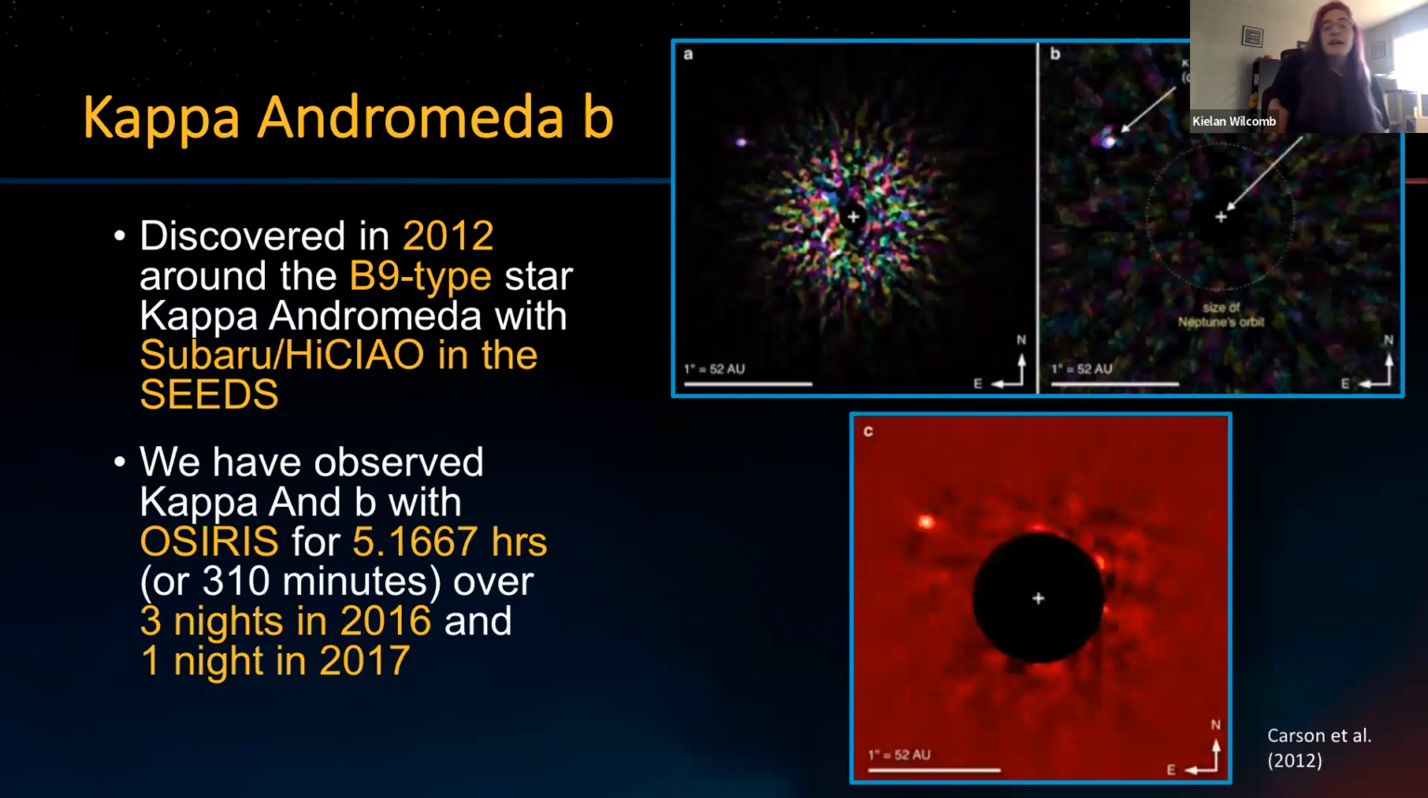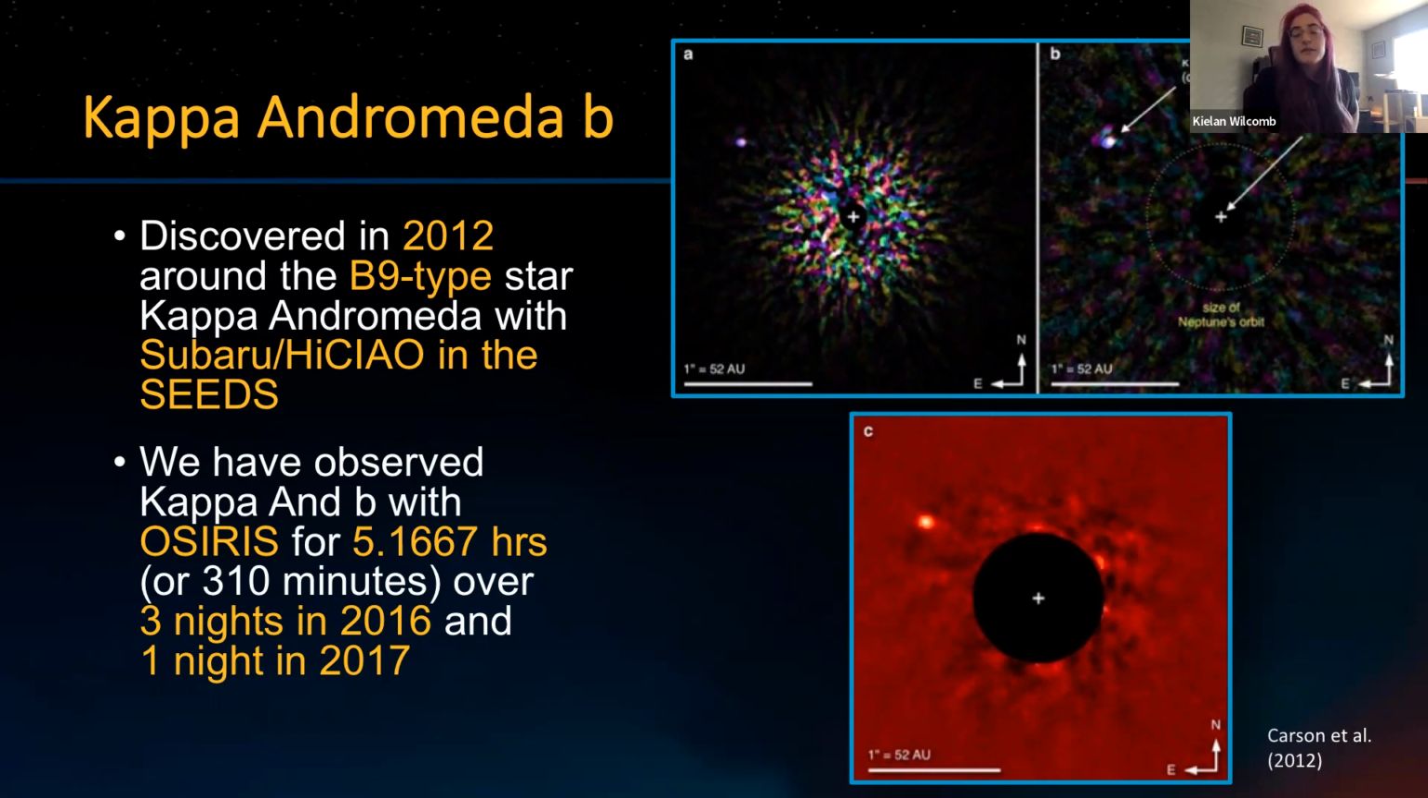All right, for the first planet in my sample, we looked at Kappa Andromedae b. It was discovered in 2012 with the Subaru SEEDS survey. Here are figures of the discovery by Carson et al. 2013, showing a separation of about 55 AU. We observed Kappa And b with OSIRIS for 3 nights in 2016 and 1 night in 2017 for a total of about 310 minutes, or about 5 hours.